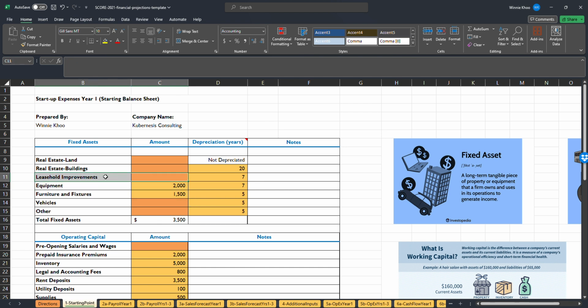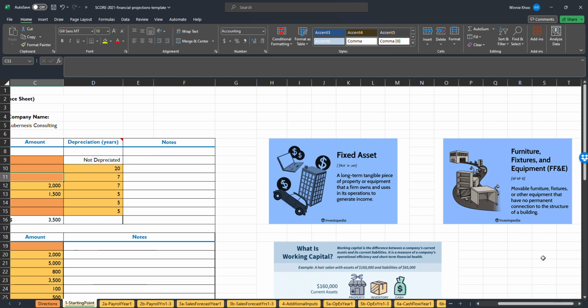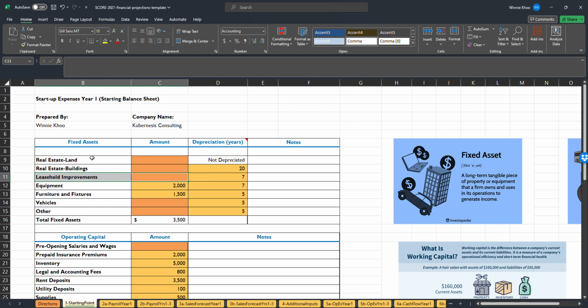But if you have a storefront and you're renovating and putting up drywall, lighting, doors, a new bathroom, anything that you're changing in the actual structure that's connected to the building, that is considered a leasehold improvement. So all the investment that you're going to make to renovate goes into this section.